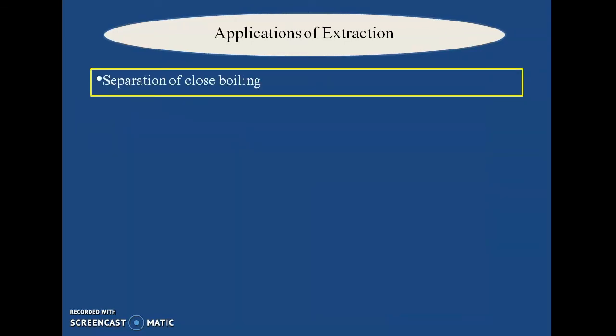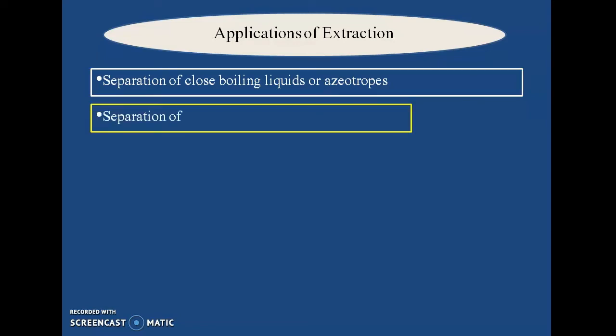Applications of extraction include separation of close boiling liquids or azeotropes. We have seen earlier the distillation, which depends on the boiling point difference, more volatile component and less volatile component. But when we consider a mixture containing close boiling points, that means there is not much difference between the boiling points of the components, in that case we can use this separation. So separation of close boiling liquids or azeotropes.